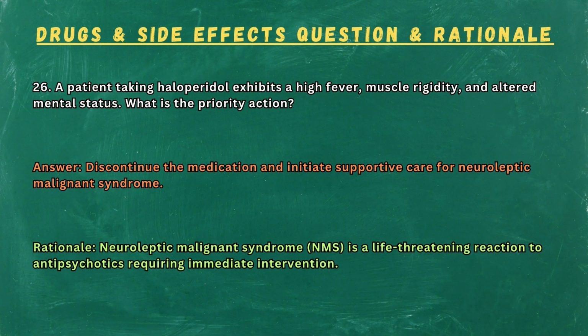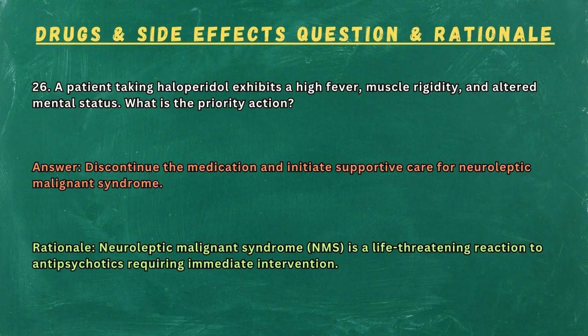26. A patient taking haloperidol exhibits a high fever, muscle rigidity, and altered mental status. What is the priority action? Answer: discontinue the medication and initiate supportive care for neuroleptic malignant syndrome. Rationale: neuroleptic malignant syndrome, NMS, is a life-threatening reaction to antipsychotics requiring immediate intervention.